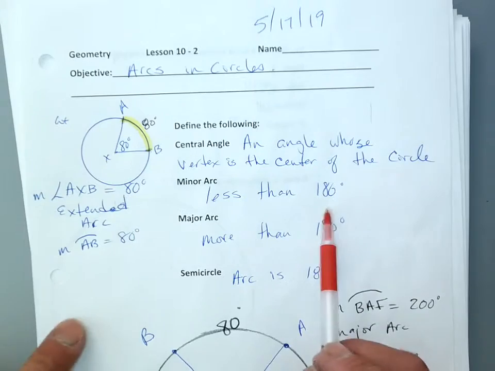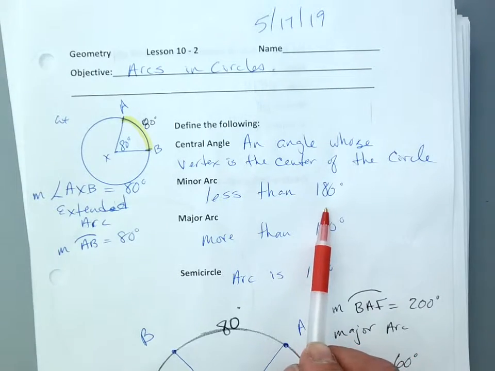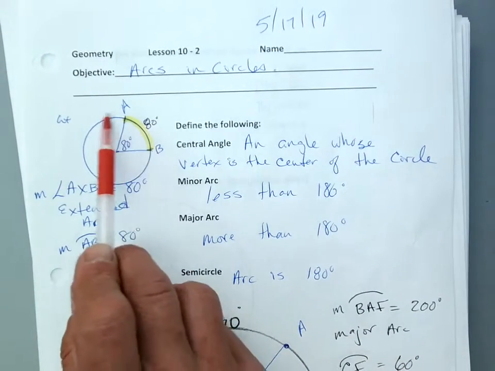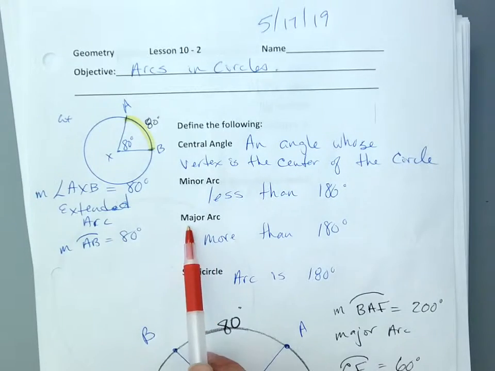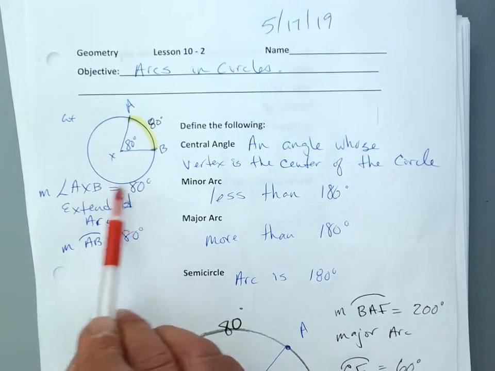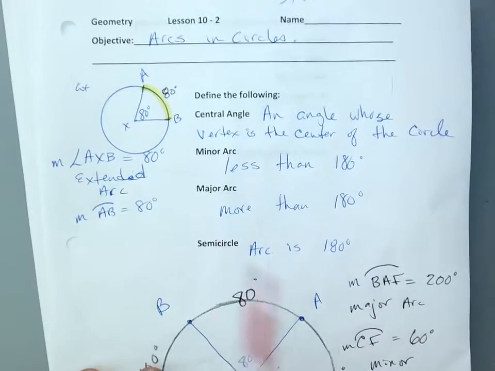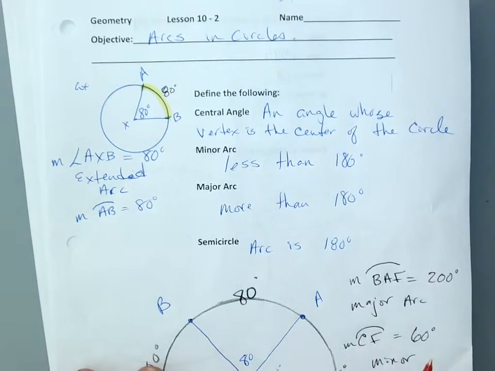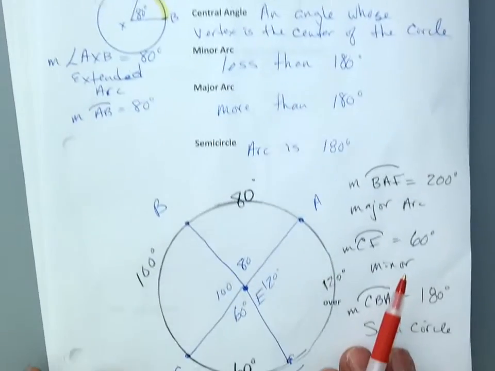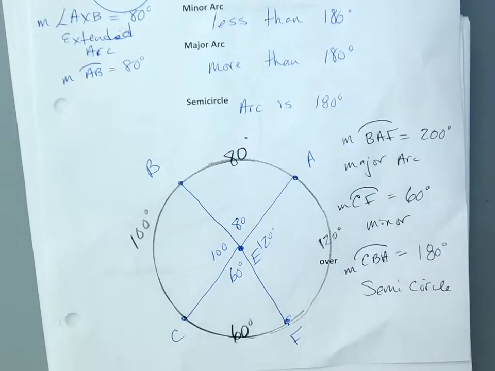Any arc that's less than 180 degrees we call a minor arc. Any arc which is more than 180 degrees is going to be a major arc. And if it's exactly 180 degrees, it's a semicircle. Pretty simple. Okay? So then what I did was I drew this circle in.